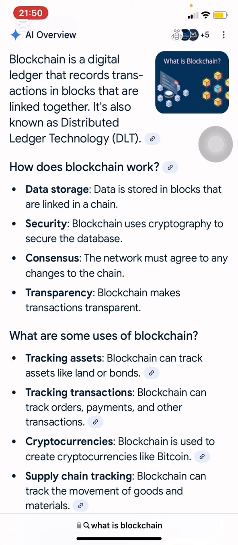Data storage. Data is stored in blocks that are linked in a chain. Security. Blockchain uses cryptography to secure the database. Cryptography. Cryptography is the science of writing codes and ciphers to secure communication.